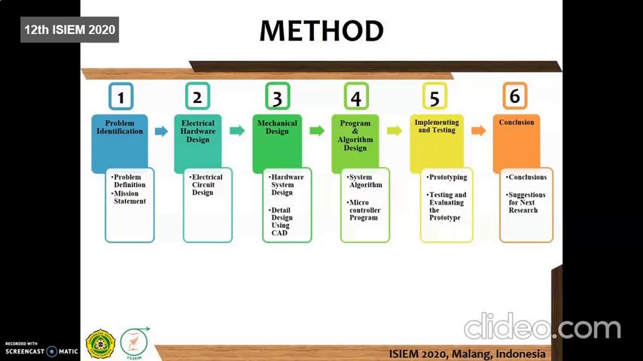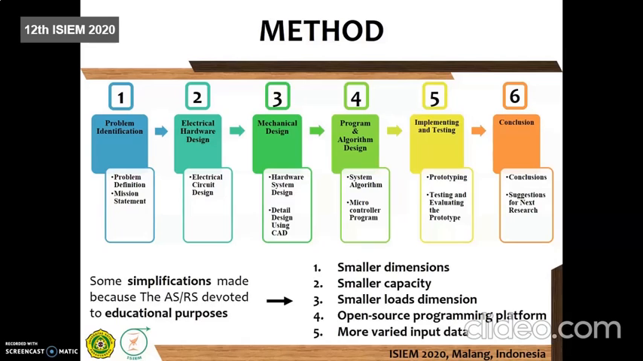The research begins with problem identification, then electrical hardware design, mechanical design, program and algorithm design, implementation and testing, and finishes with the conclusion. In our research, there are some simplifications. First, smaller dimensions, then smaller capacity, smaller load dimensions, open source programming, and more varied input data.